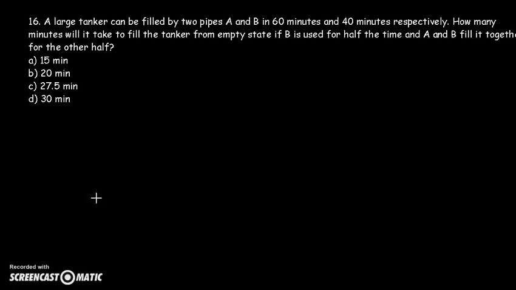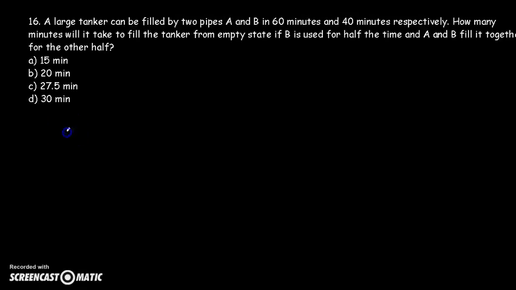A large tanker can be filled by two pipes A and B in 60 minutes and 40 minutes respectively. How many minutes will it take to fill the tanker completely from empty state if B is used for half the time and A and B fill it together for the other half?